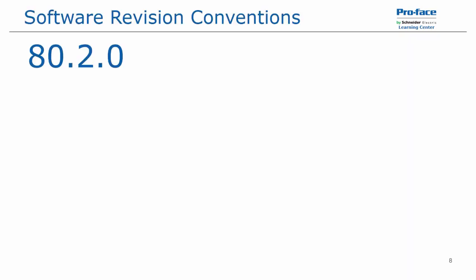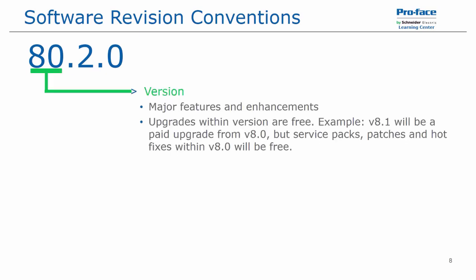The software revision convention or version structure for Blue Open Studio is laid out like this. There is one group of numbers at the beginning, which is the version number, and this typically includes major features and enhancements. Upgrades within this version are free. For example, if you went from 8.0 Service Pack 2 to 8.0 Service Pack 3, there would be no charge and no relicensing required to upgrade. However, if we went from 8.0 to 8.1, there will be a purchase required to migrate between those two. In addition, there will also have to be a relicensing of the software.